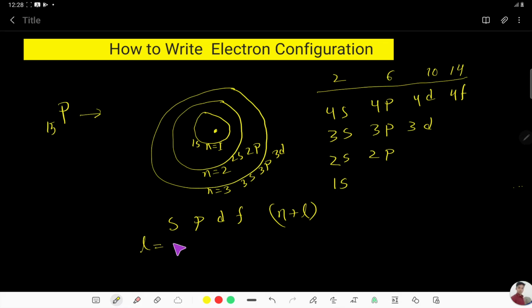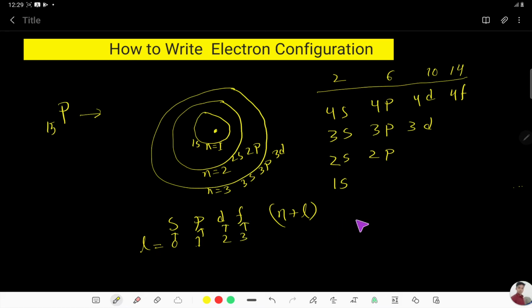For l equal to 0 we designate the s subshell, for 1 we designate p, for 2 we designate d, and for 3 we designate f. So for the value of l equal to 0 we consider the s subshell, for 1 the p subshell, for 2 the d subshell, and for 3 the f subshell.